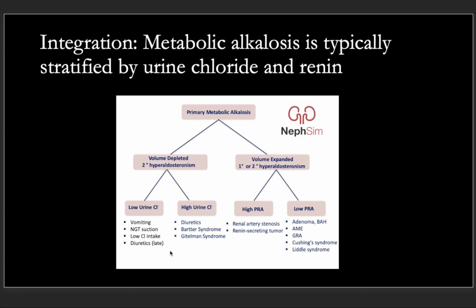Just integrating this. When we think about other causes of metabolic alkalosis, typically it has to do with the kidneys. You're almost never going to see metabolic alkalosis that isn't some sort of kidney disorder. So typically what we want to look for is figure out if we're dehydrated or fluid filled. And going off that, we might check the urine chloride or the renin activity. This is just trying to broaden our understanding, but not really relevant to today.